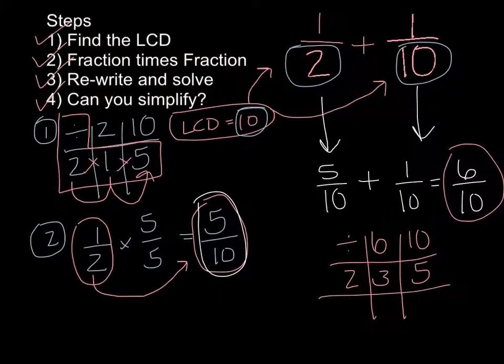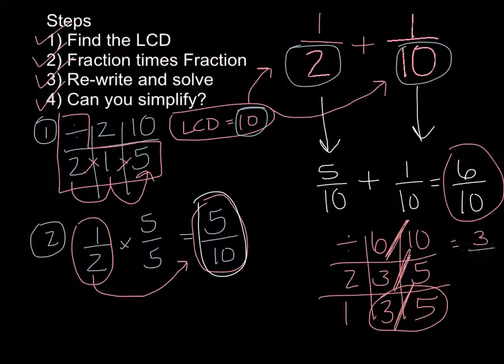And if I look at 3 and 5, the only number I can think of that will divide both of them is 1. 3 divided by 1 is 3. 5 divided by 1 is 5. And I bring my slashes all the way down. So the simplest form equals 3/5. So when I write my final answer, 1/2 plus 1/10 equals 3/5.